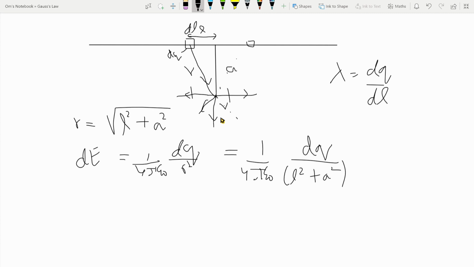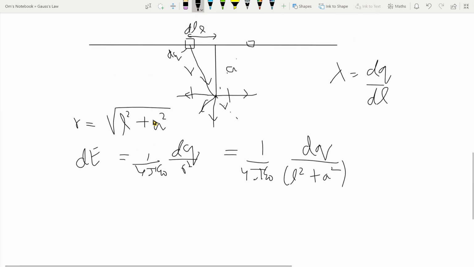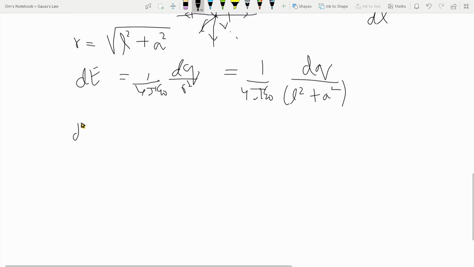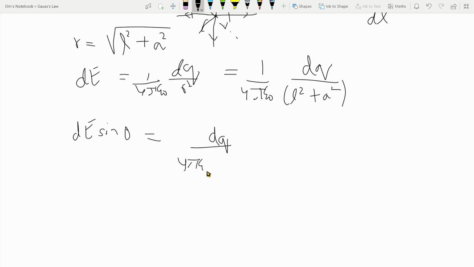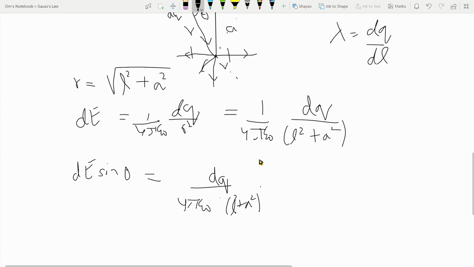So we only need to consider the vertical component of each electric field while we do the integration, and that is exactly what we're going to do. The thing that we actually care about is dE sine theta, where theta is this angle over here. You can see that sine theta is equal to A by R. So I can further write dE sine theta as dq by 4 pi epsilon naught into L square plus A square, times sine theta, which is A by R, which I can write as A by root of L square plus A square. Sorry, L square plus A square.